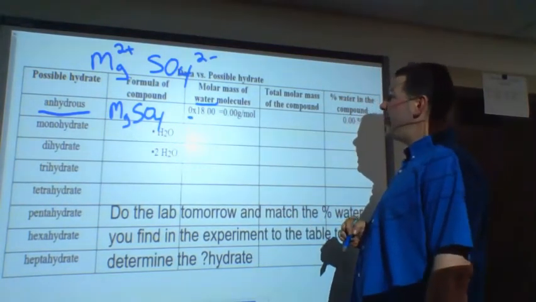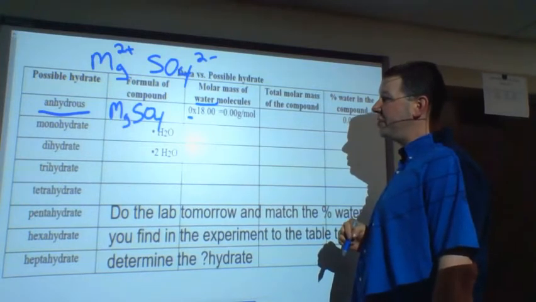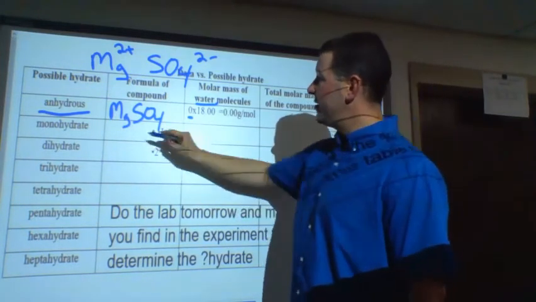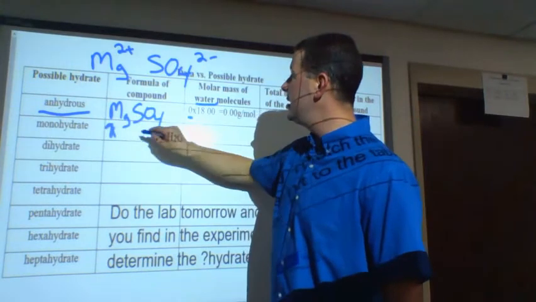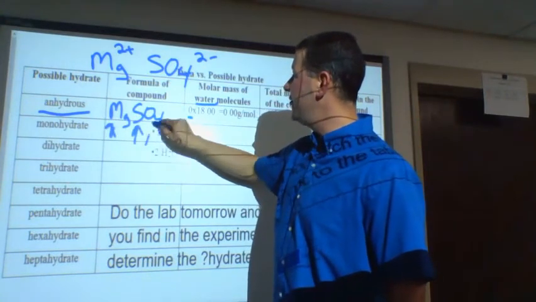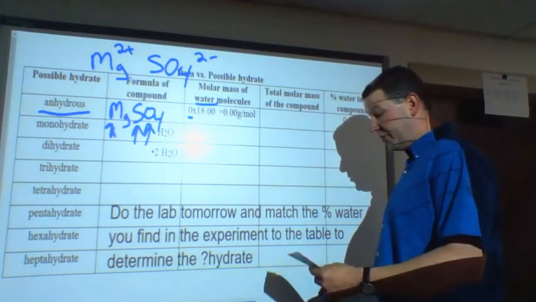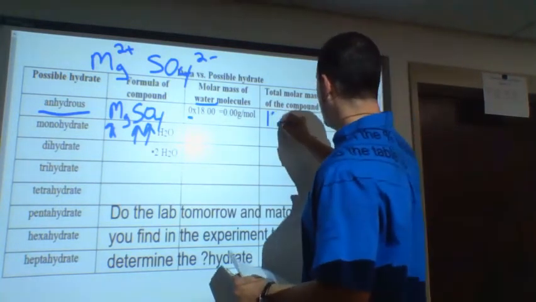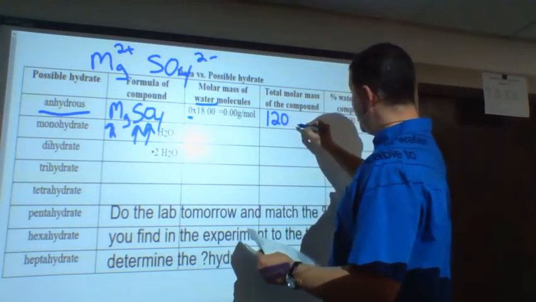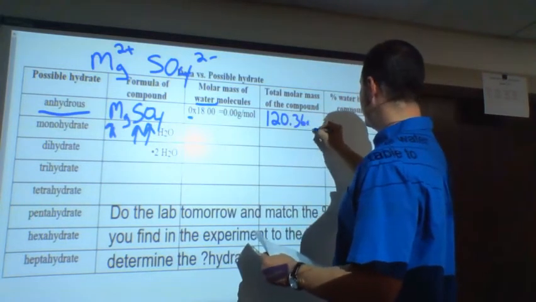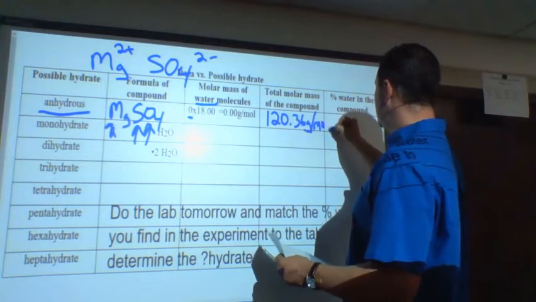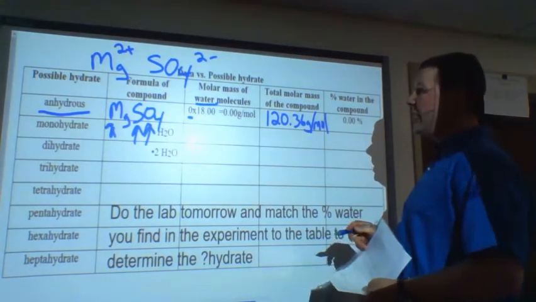What's the total molar mass of the compound? Well, we'd have to look it up on the periodic table. We'd have to find the mass of 1 Mg, 1 S, and 4 oxygens. Pause the video, do that. Hopefully you did do that. You got 120.36 grams per mole.